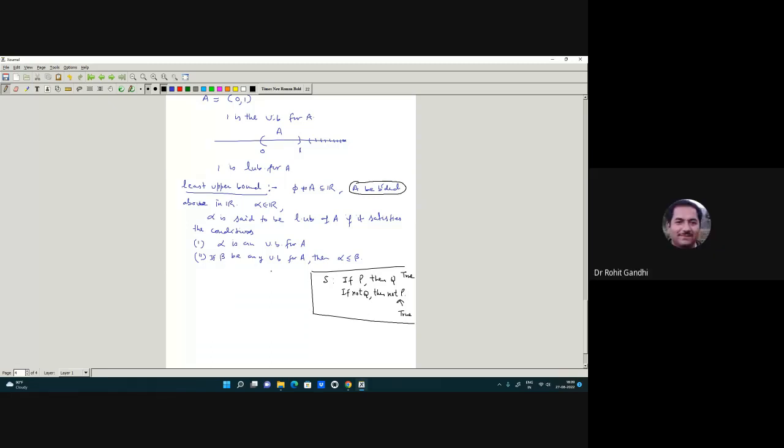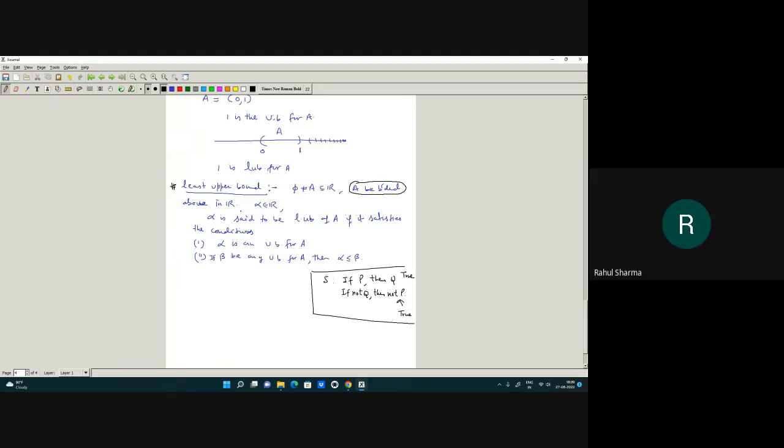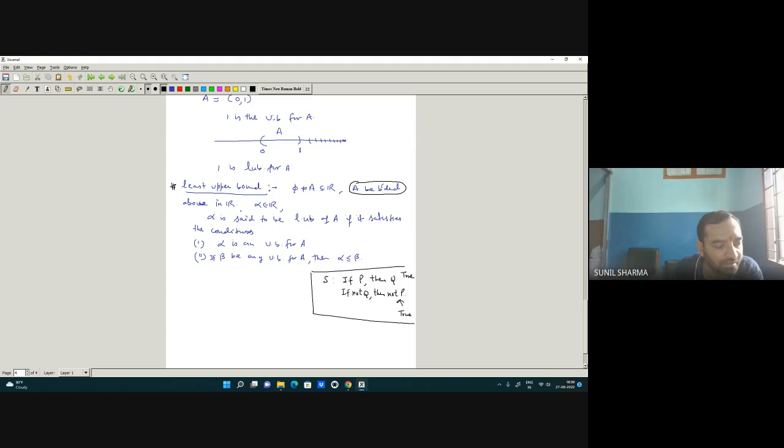Sir, I think you should first ask the students whether they have understood this least upper bound definition. Yeah, that is correct. Actually, first to ensure that the definition is clear to them or not. Is it clear to everyone? Click on the raise hand option if it is clear.